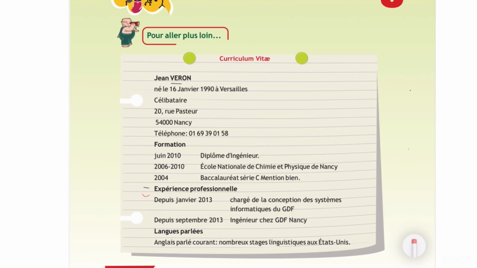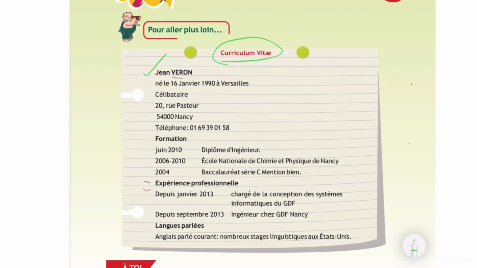So what does CV stand for? First of all, it is curriculum vitae. Okay, that's what it means. So we have the CV of this person, Jean. Okay, in French it will be Jean. Otherwise, you can also say Jean. So Jean Véran, that's the person. And generally, what do we start with?